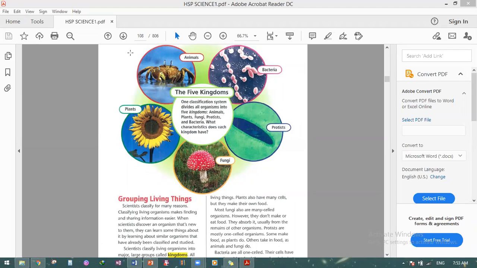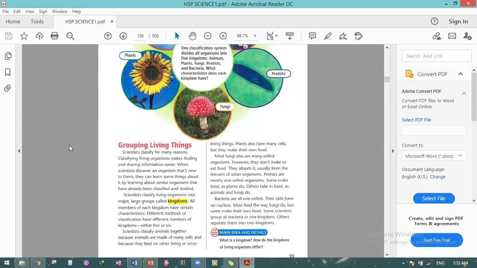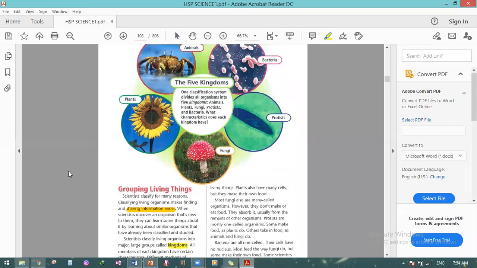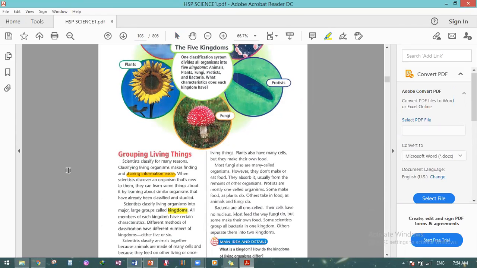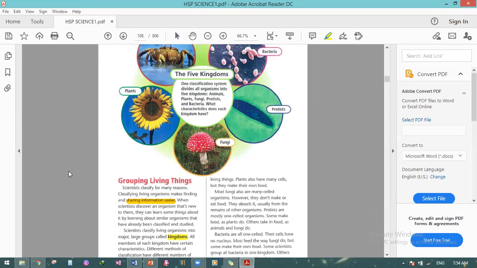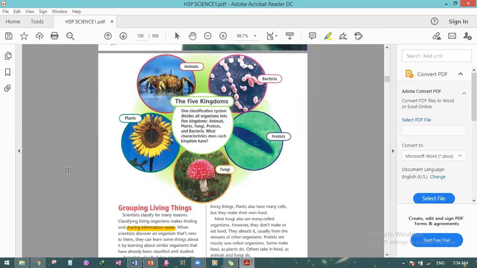starting with kingdom, okay? So we have 5 kingdoms, and you guys know that scientists classified the organisms for many reasons, and one of those reasons is to share information, easier to have more information, more detailed information about each organism. Okay. So again, the major group is called kingdom. We can say 5 kingdoms. Some people say they are 6, but we are studying about 5 this year.